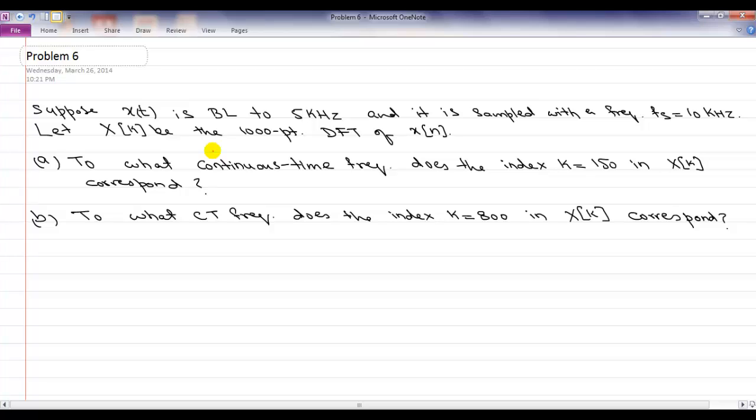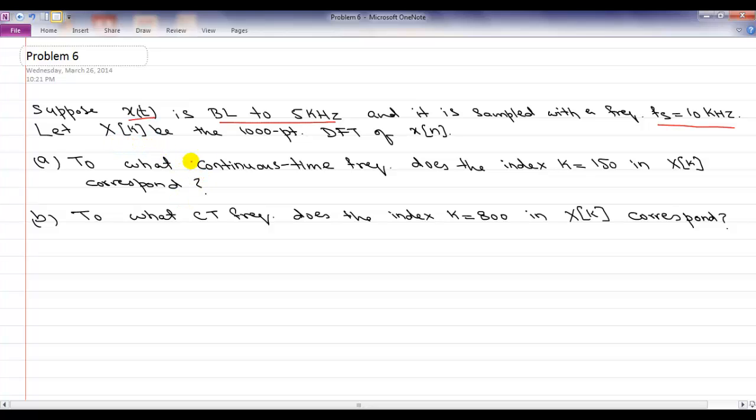So let's now move on and talk about the relationship of DFT to DTFT and how that is used to do spectral analysis of a signal. So this problem is related to that. We are given a continuous time signal which is band limited to 5 kilohertz, and then we sample it at 10 kilohertz. Okay.